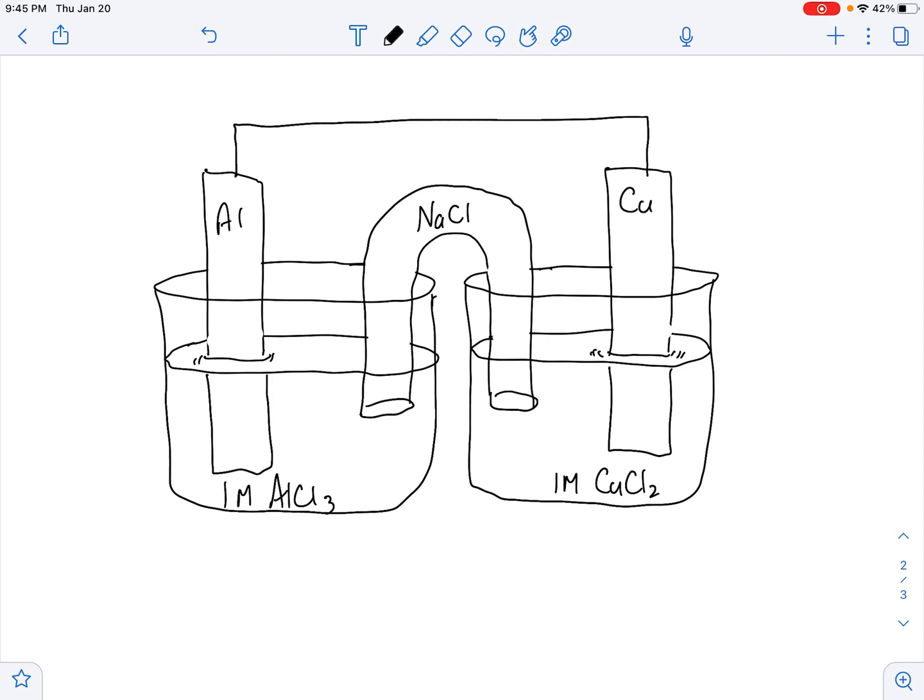I could ask a whole bunch of questions about what's happening. To be able to answer any of those questions, the very first thing you have to do is decide what is the spontaneous chemical reaction that's going on here. So the spontaneous chemical reaction that's going on, you have to look at the pieces that are in here.